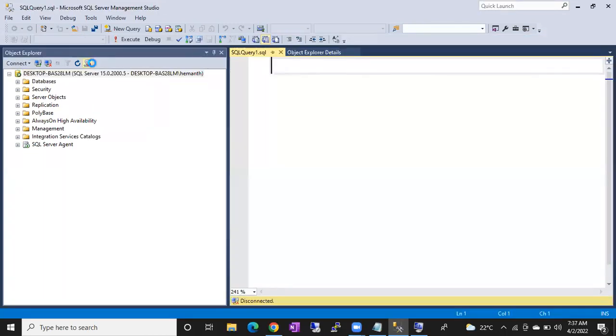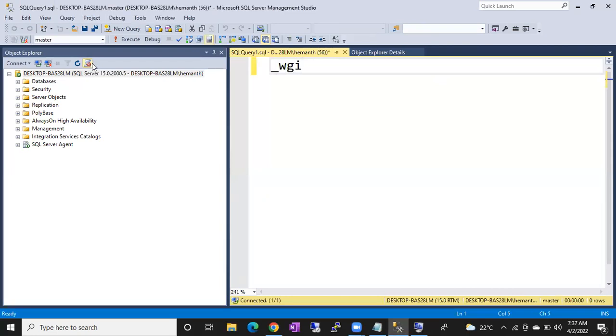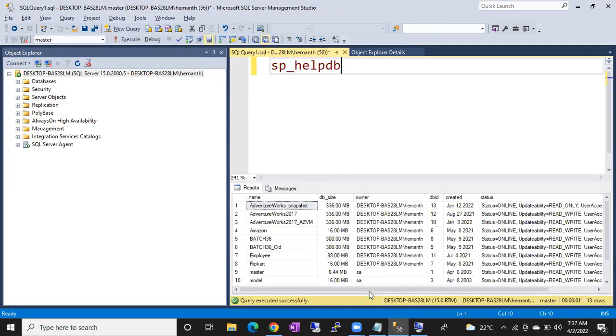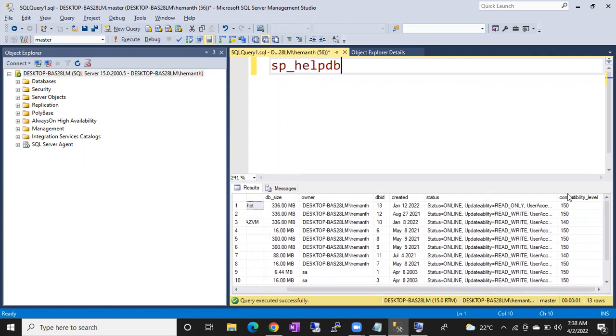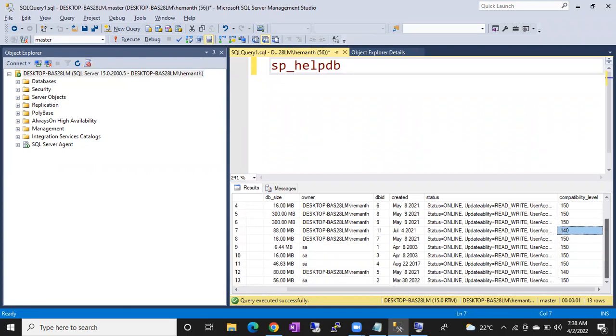Sometimes while migrating, system databases also we have to change the compatibility level. Under sp_helpdb, in the last column you can see the compatibility levels, guys. As per the current version, the compatibility level should be 150, but here there are some databases with 140 compatibility level. In such cases you can expect some performance issues on these databases, so make sure they belong to 150 compatibility level, guys.